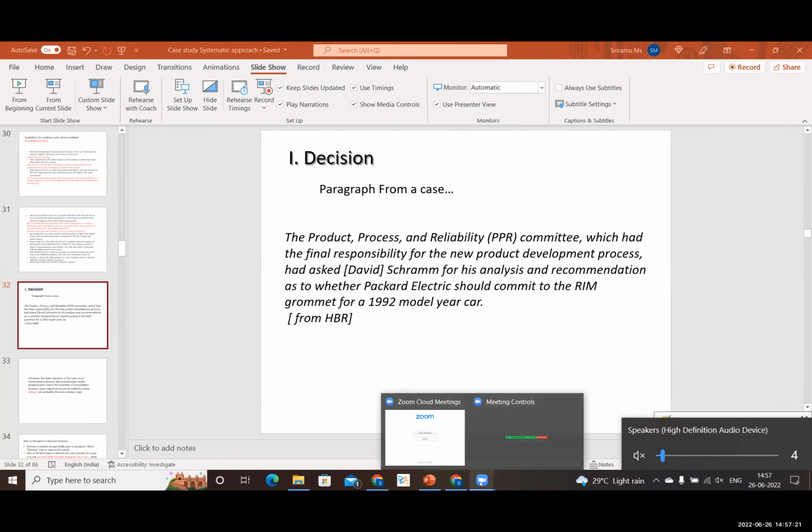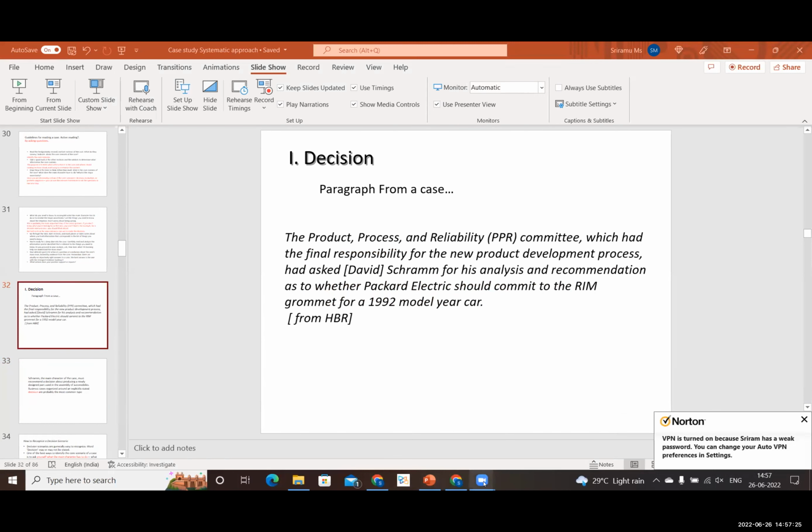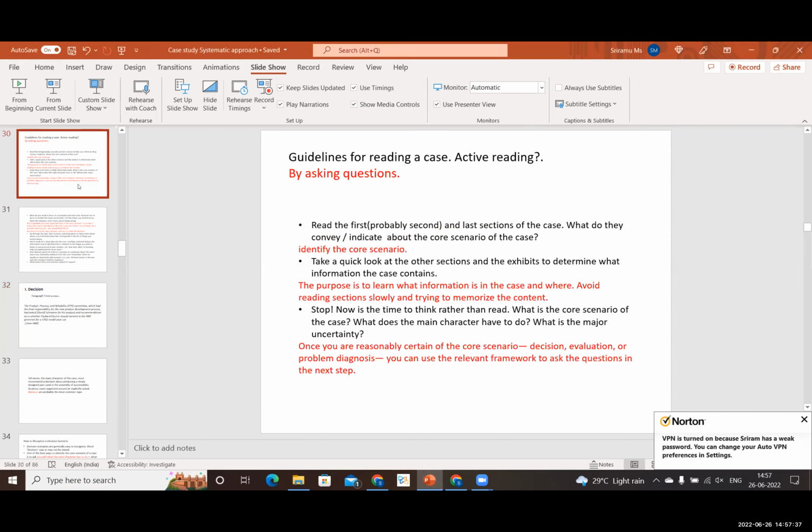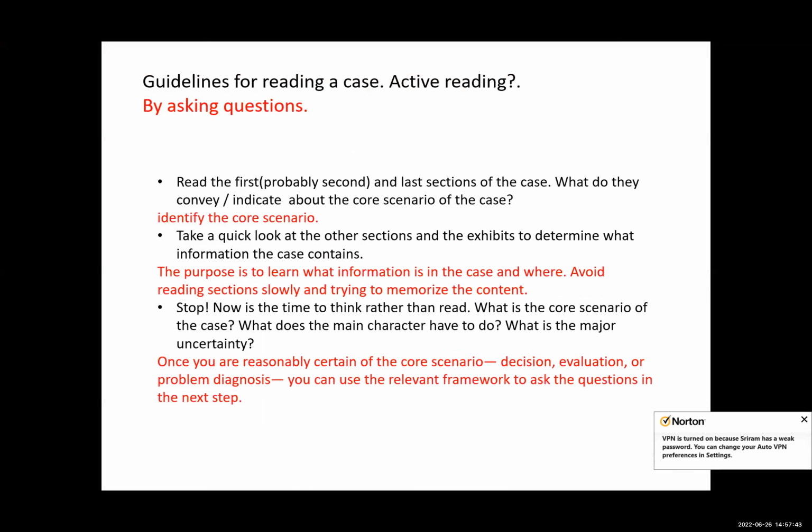Laptop is muted. It's okay now, right? Okay. Here are the disturbances which I don't like.